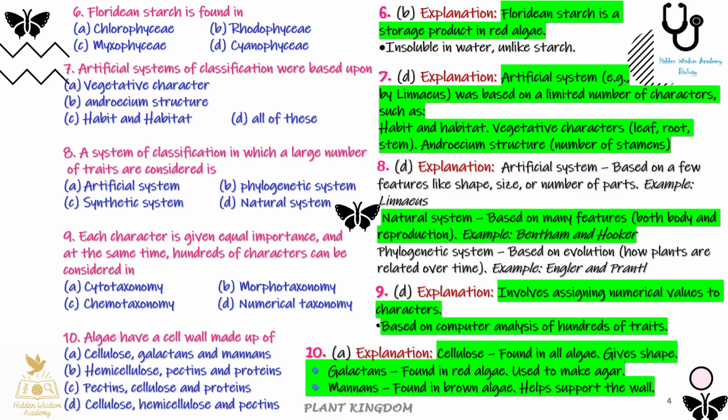Explanation: cellulose is found in all algae, which gives shape to the cell wall. Galactans are found in red algae, which is used to make agar. Mannans are found in brown algae, help support the wall. So, option A is the correct answer.